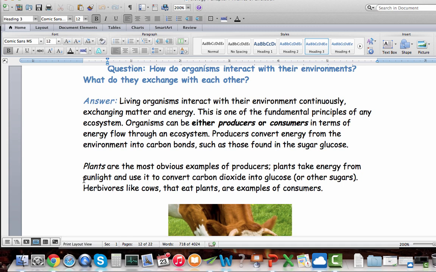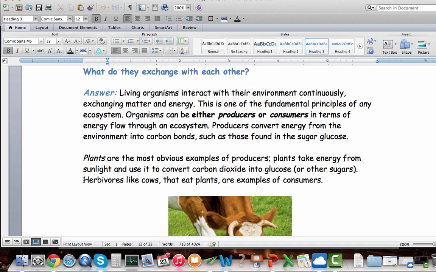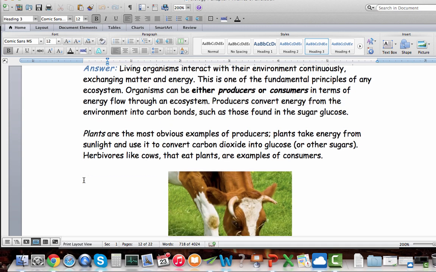Question. How do organisms interact with their environments? What do they exchange with each other? Answer. Living organisms interact with their environment continuously, exchanging matter and energy. This is one of the fundamental principles of any ecosystem. Organisms can either be producers or consumers in terms of energy flow through an ecosystem.